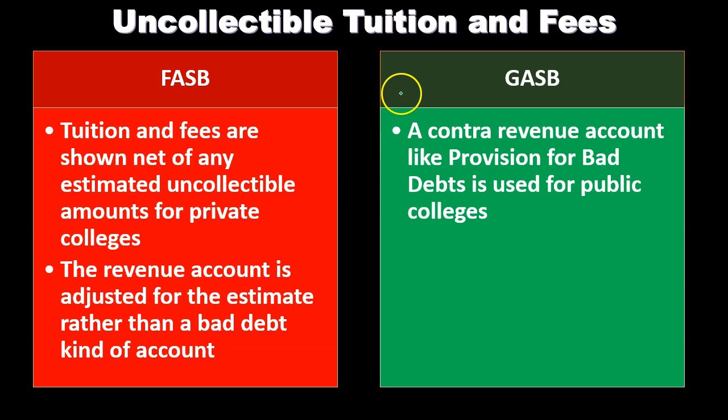And then we have the GASB side of it, where a contra revenue account like provision for bad debts is used for public colleges. And that'll be much more familiar with the allowance method. So when we consider the allowance method, rather than writing down the revenue type of account, we have another account, which is kind of like a contra revenue account that we would be using much the same as with a for-profit type of organization. We're going to be using provision for bad debt in that case.